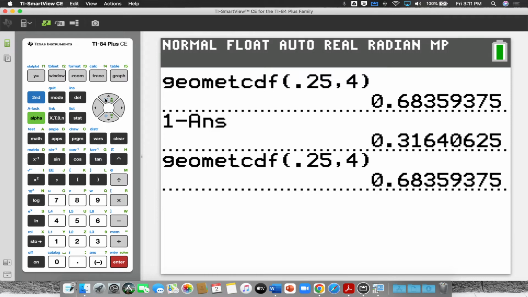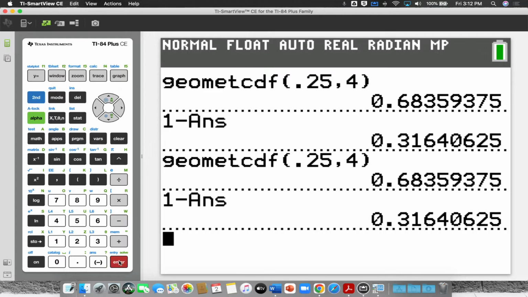That's the probability that the first person will buy, or the second, or the third, or the fourth person will buy, right? We don't want those. We want the probability it's 5 or more. So we're going to go 1 minus that. And it will coincidentally be the same probability as the one in the previous question, 0.316.